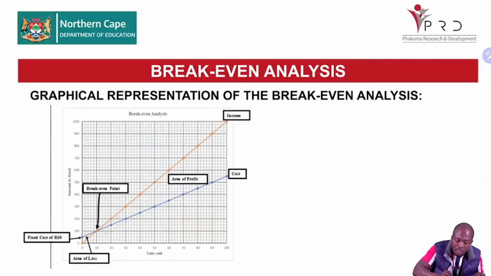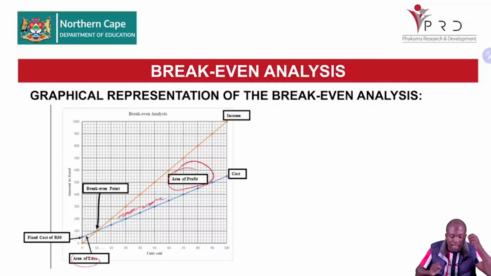But if you sell more than 10 items, that's why you see this is the point where we call the area for the profit and then down here is the area of the loss. But look closely. If you look at the blue line, you can see that it is cutting at a certain interval. It's cutting at a certain line, and that line is 50.